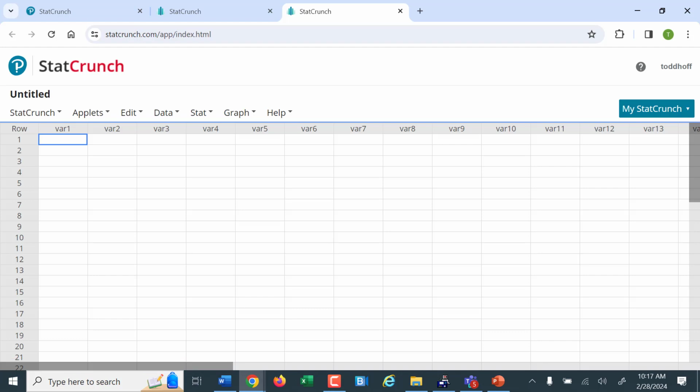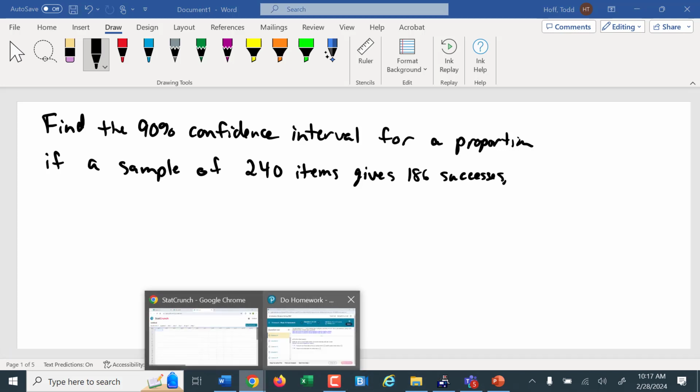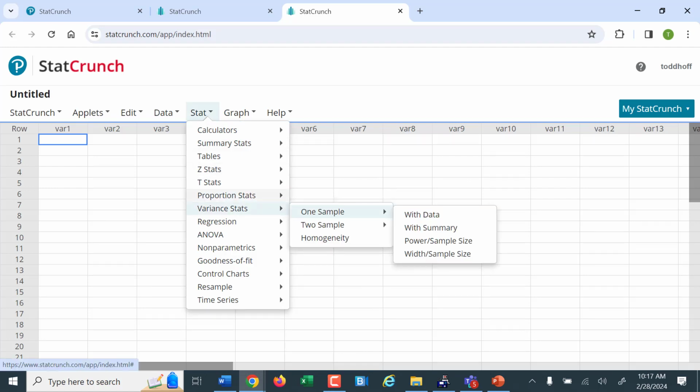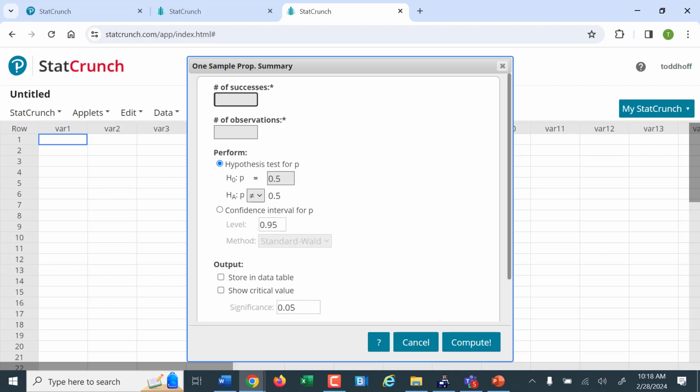and here it is. So again, what we were trying to find was the 90% confidence interval for a proportion for a sample of 240 that gives 186 successes. So in StatCrunch here, we're going to go to Stat, then Proportions, then One Sample. Now, with data would be if we had all 240 responses. We don't have those, so we're going to go with Summary. It gives us our window where it asks us what we want to put in here. So I'm going to put in we had 186 successes out of 240 observations. That's our sample size of 240.